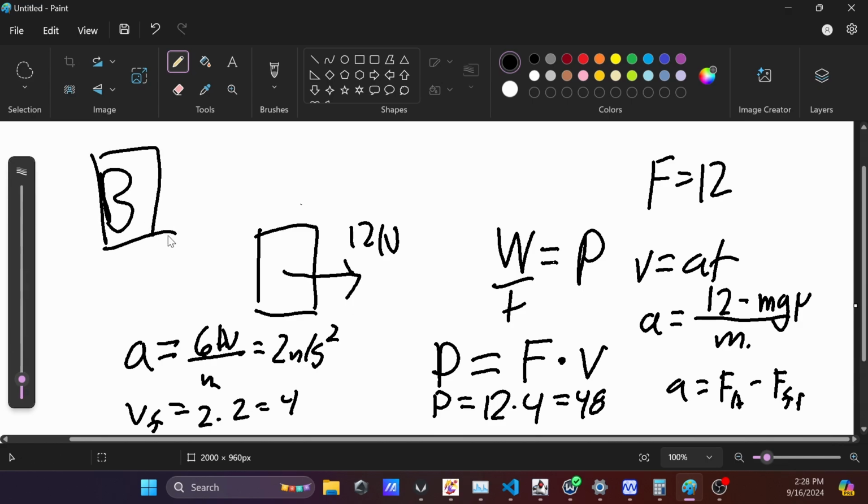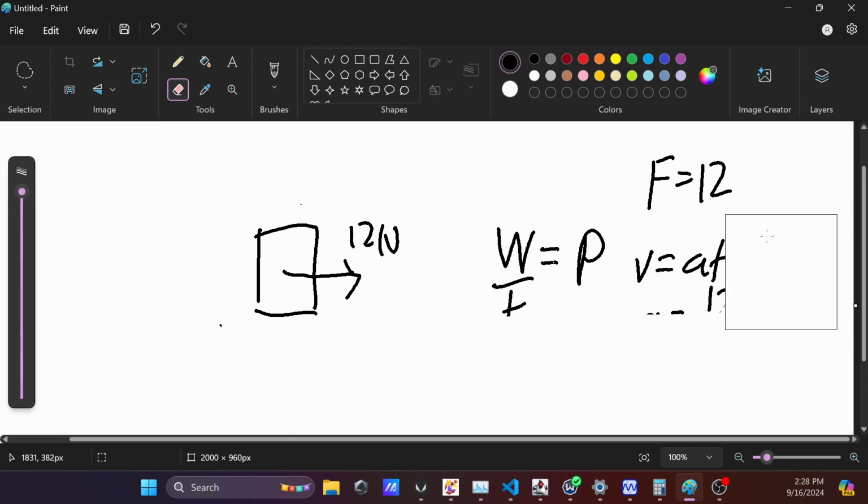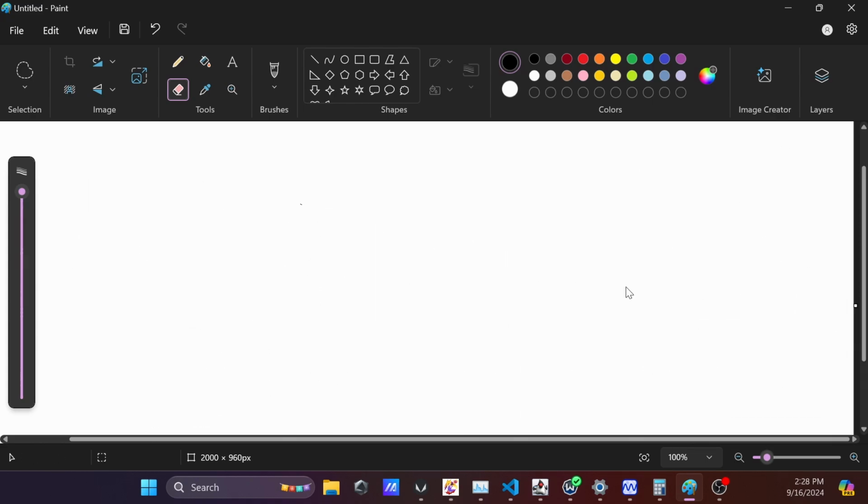Alright, now on 26. Starting from rest at t equals 0, a 5 kilogram block is pulled across a horizontal surface by a constant horizontal force having a magnitude of 12 newtons. If the coefficient of friction between the block and the surface is 0.2, at what rate is the 12 newton force doing work at t equals 5? So this is around the same thing as 25.